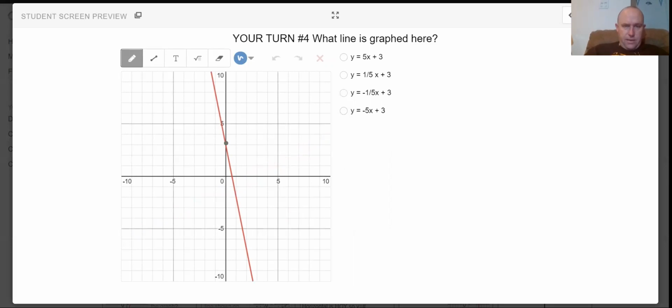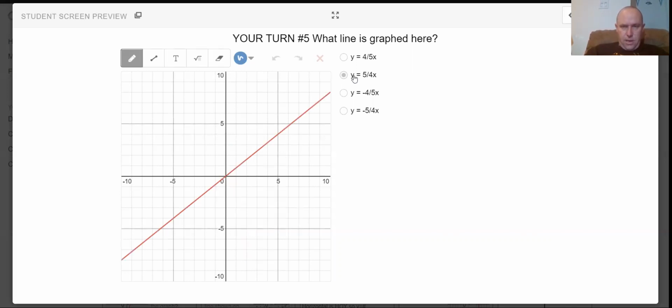What line is graphed here? Well, this one goes through +3. And unfortunately, all my answers do for this one. I can see it's negative slope though. So I know it's between C and D. -1/5 means I go down 1 and across 5. So clearly it's not that one. -5 means I go down 5 and then across 1. So clearly for this one, it would be answer choice D.